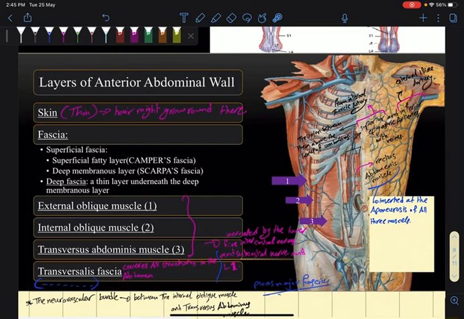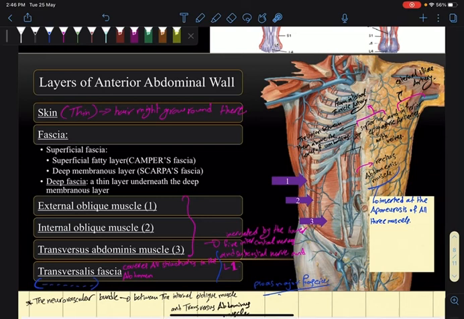Why? Now this fascia of the anterior abdominal wall divides into superficial and deep, and the superficial itself divides into superficial and deep, so you will be confused. The deep fascia is not the deep membranous layer, so it becomes a very big confusion. Okay, so whenever you hear Camper's fascia, you know that this fascia is the superficial fatty layer of the superficial fascia of the anterior abdominal wall.